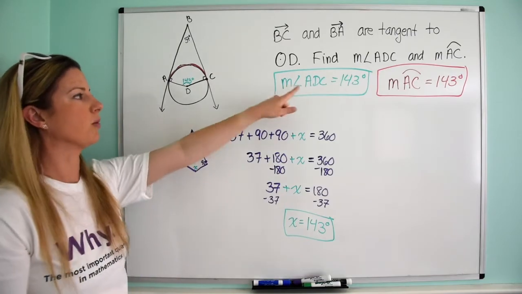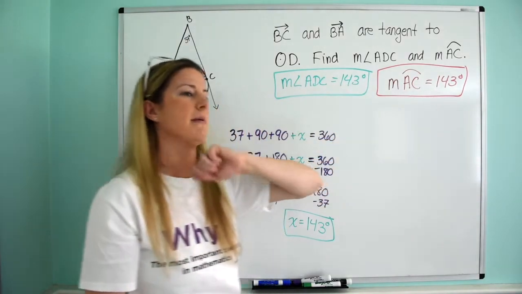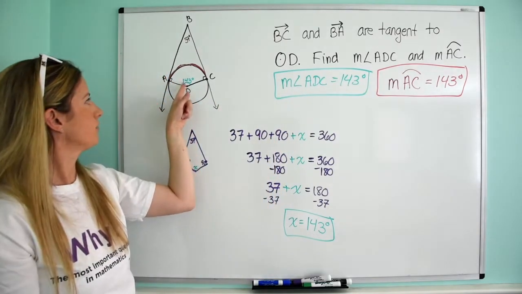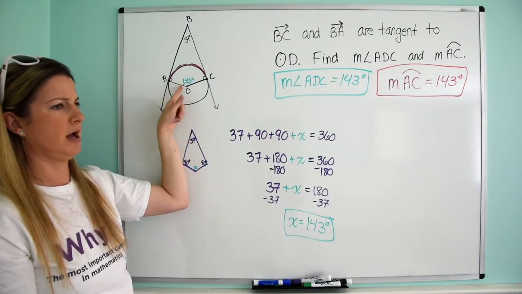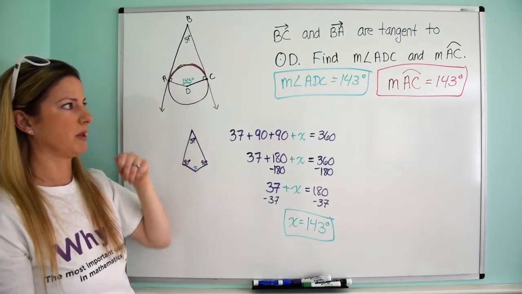But the measure of the arc, once you know the central angle, you know the degree measure of that arc is going to be the same. So this is 143, the arc is 143. If this were 100, the arc would be 100. If this were 120, this would be 120.